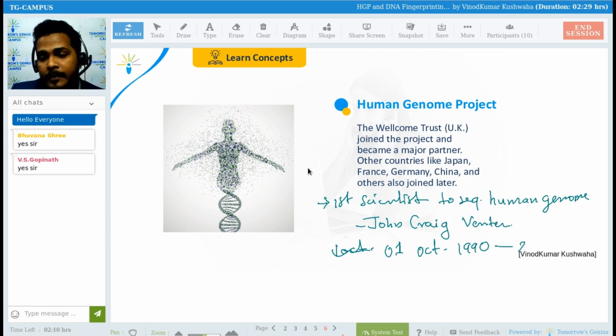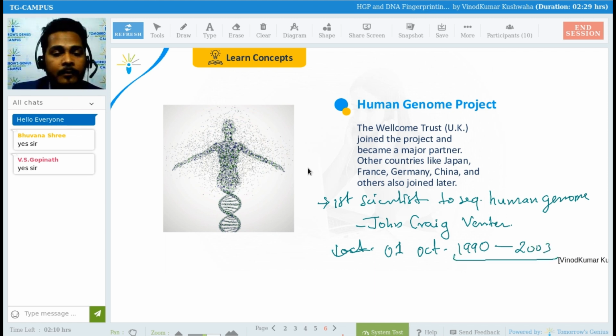Now, the project was completed in 2003. So how many years were spent on this project? It was initiated in 1990, right? And it was completed in 2003. So in total it was a 13-year project.